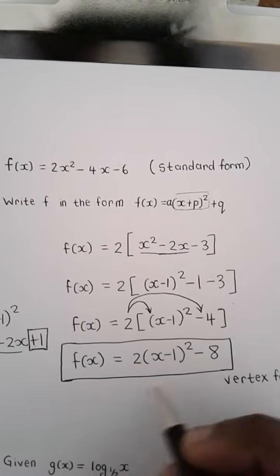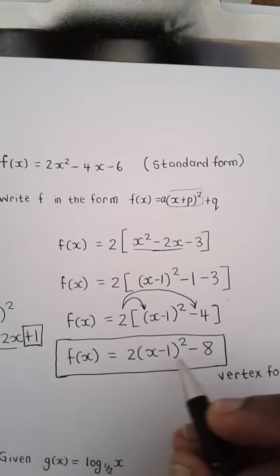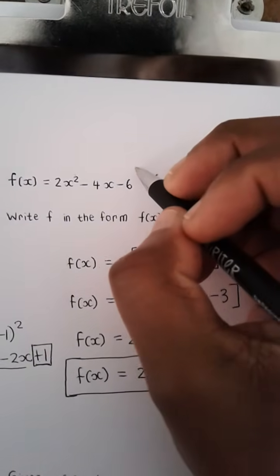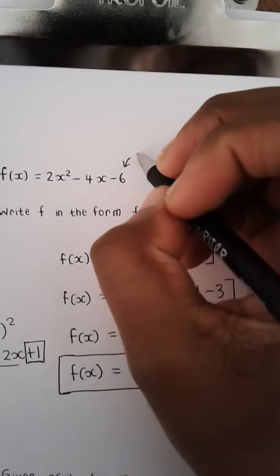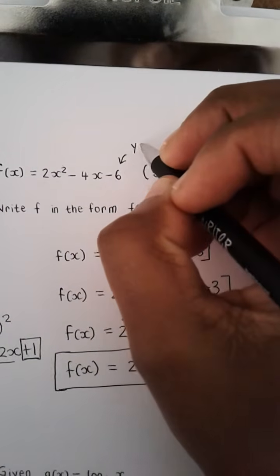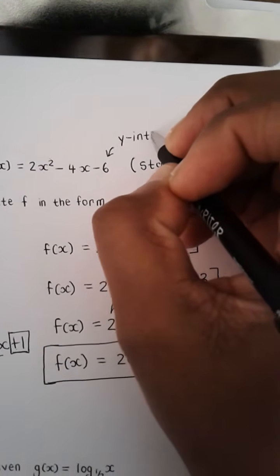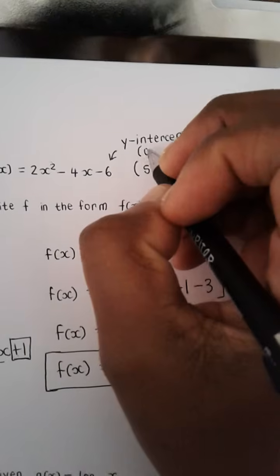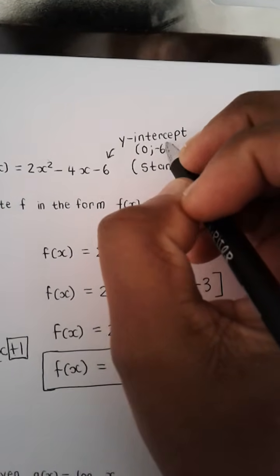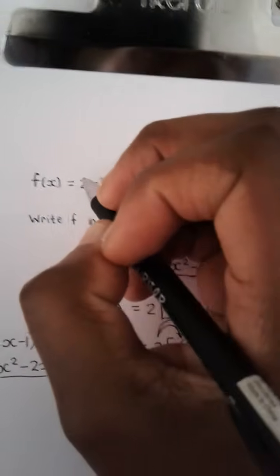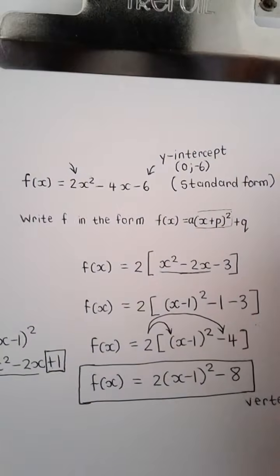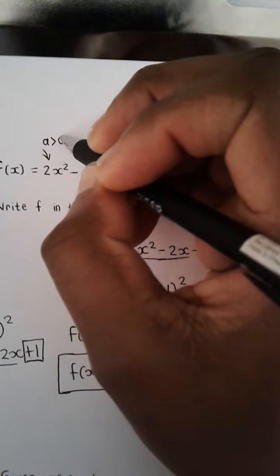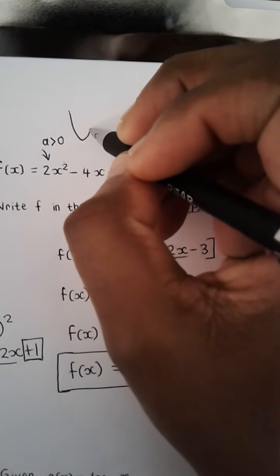Well, the benefit of the vertex form is that it gives us the coordinates of our turning point immediately, right? So from the standard form, we see that the y-intercept for this parabola is at minus 6, right? So this is the y-intercept. It will have coordinate 0, minus 6. Right, the standard form also just immediately tells us that we have a positive parabola, because this a term is greater than 0, which means that we have a parabola that's facing upwards.